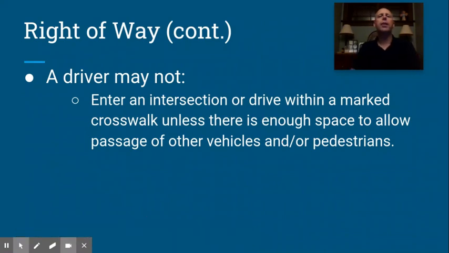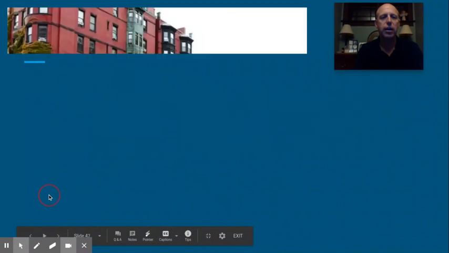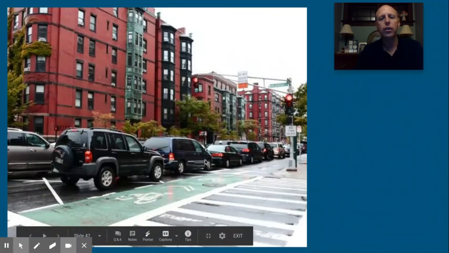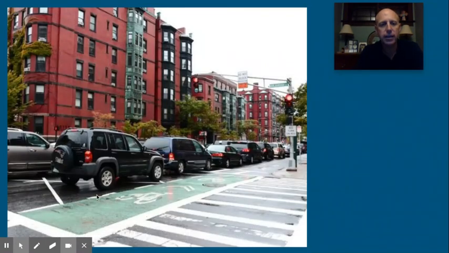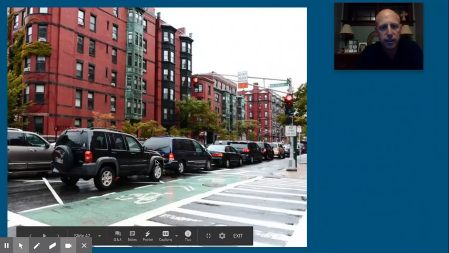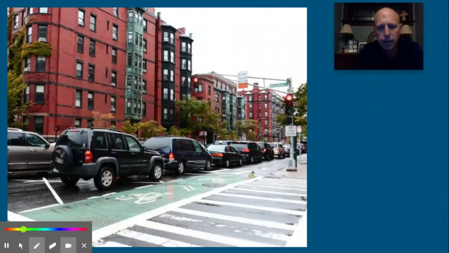A driver may not enter an intersection or drive through a marked crosswalk unless there is enough space to allow the passage of other vehicles and or pedestrians. So here's what we're talking about. This intersection, you can see these vehicles right here are out in the middle of the intersection. The intersection ends right here with this crosswalk.